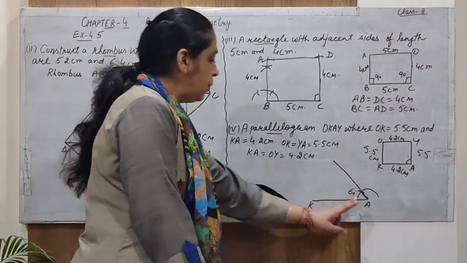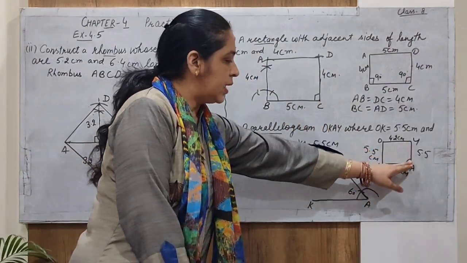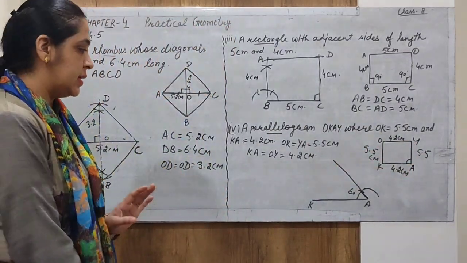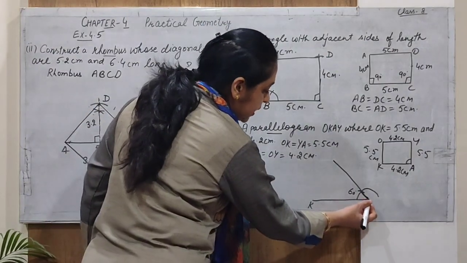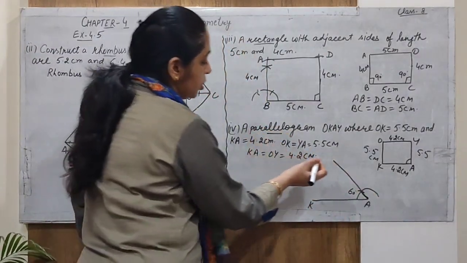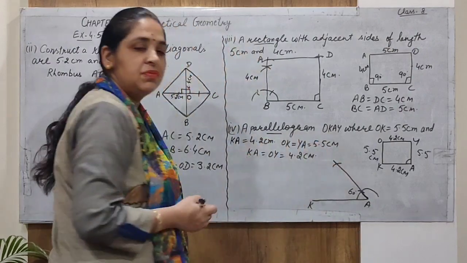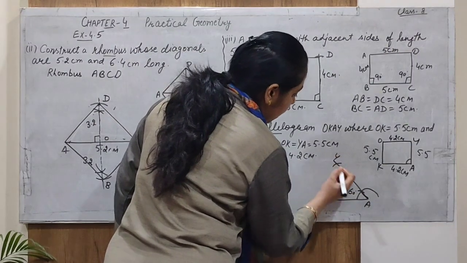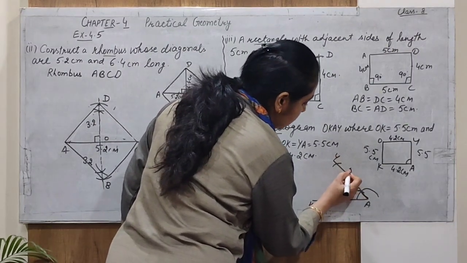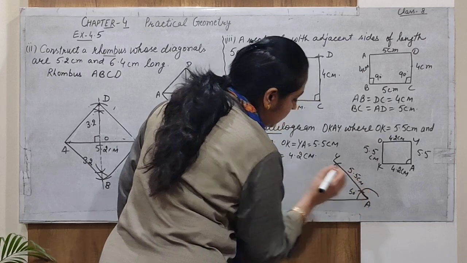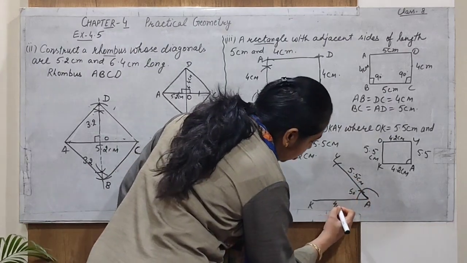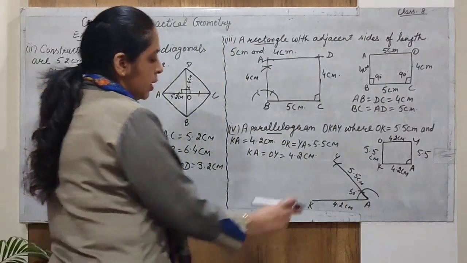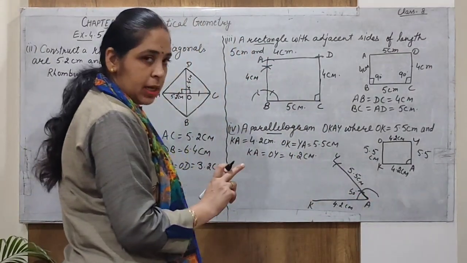Now from A, side AY is required and length is 5.5 centimeter. So from A, consider A as center, draw an arc at 5.5 centimeter. Okay, so that we get a side AY, that is 5.5 centimeter, and the length of KA is 4.2 centimeter. Alright, now this side, parallelogram hai.